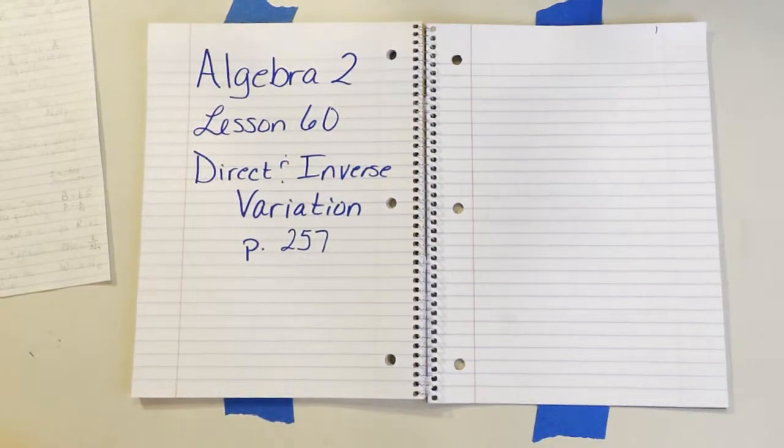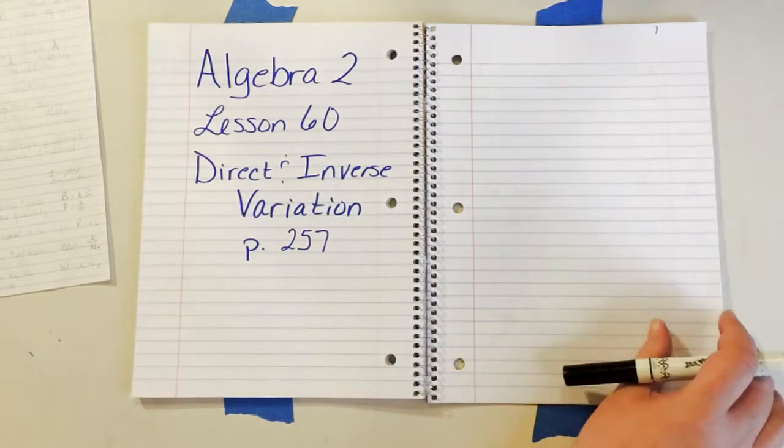This is Algebra 2, Lesson 60, starting on page 257, and we're going to be talking about direct and inverse variations.